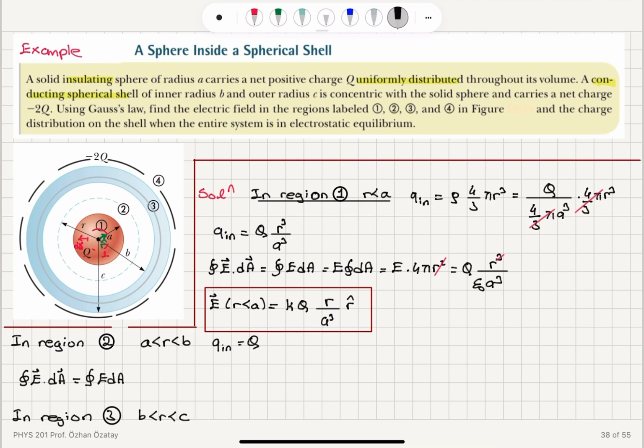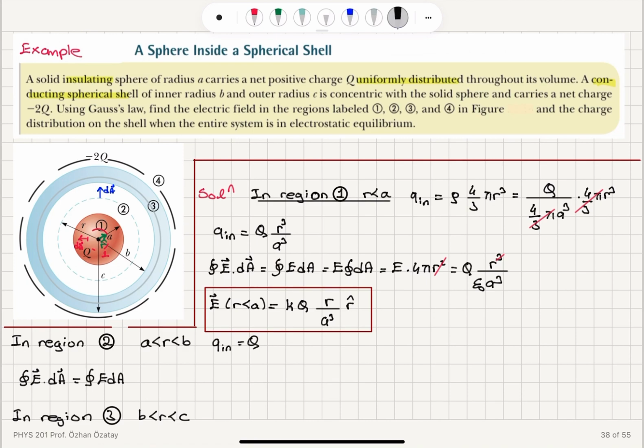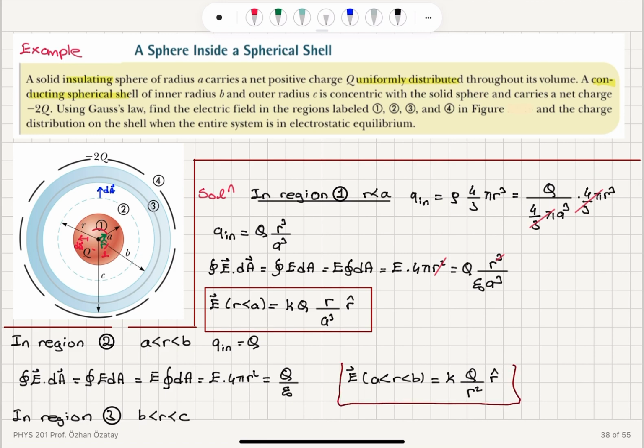The dot product is E dA. So here the dA vectors point radially outward, and also the electric fields point radially outward. So we have the electric field only as a function of r, so it's constant on the surface. E integral dA gives us E times 4 pi r squared. That equals the total charge enclosed, Q, divided by the permittivity of free space. So this gives us our final answer in region 2, when r is between a and b. The electric field is k Q over r squared in the r hat direction. k is 1 over 4 pi epsilon 0.